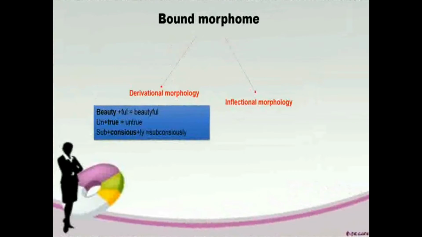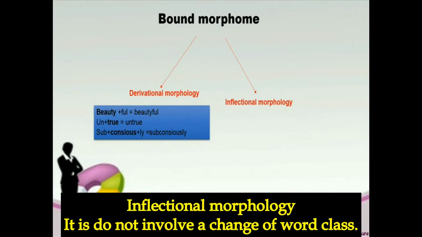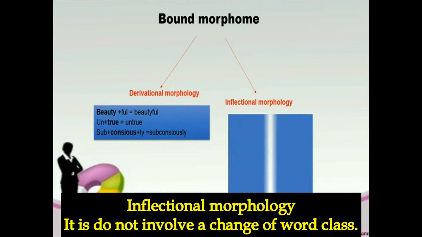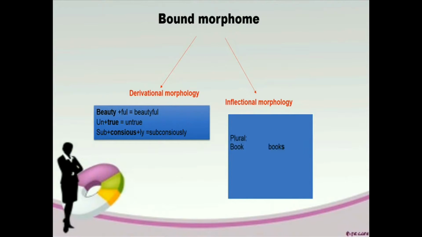Inflectional morphology does not involve a change of word class. Example, plural: book, books. Possessive: Ratna, Ratna's ring. Irregular: mouse, mice, and something like that.